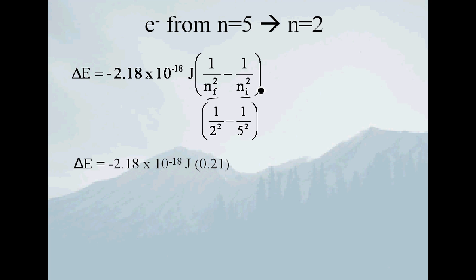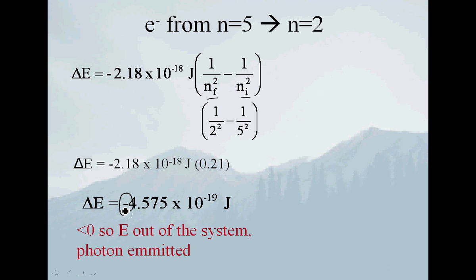That ratio, the difference, is 0.21. So we multiply that by 2.18 times 10 to the minus 18. We get a delta E of negative 4.575 times 10 to the minus 19 joules. As you can see again, our delta E is negative, and that's a sign convention that tells us that a photon is being given off.